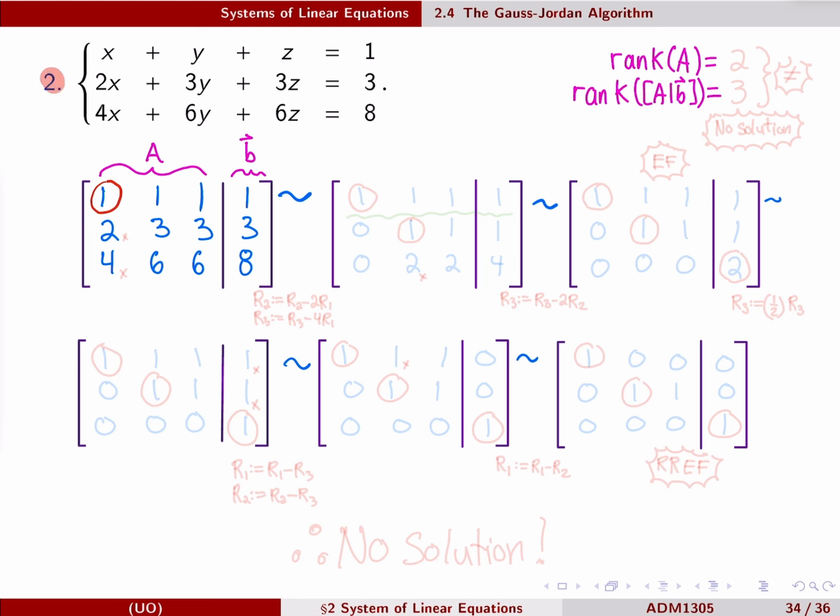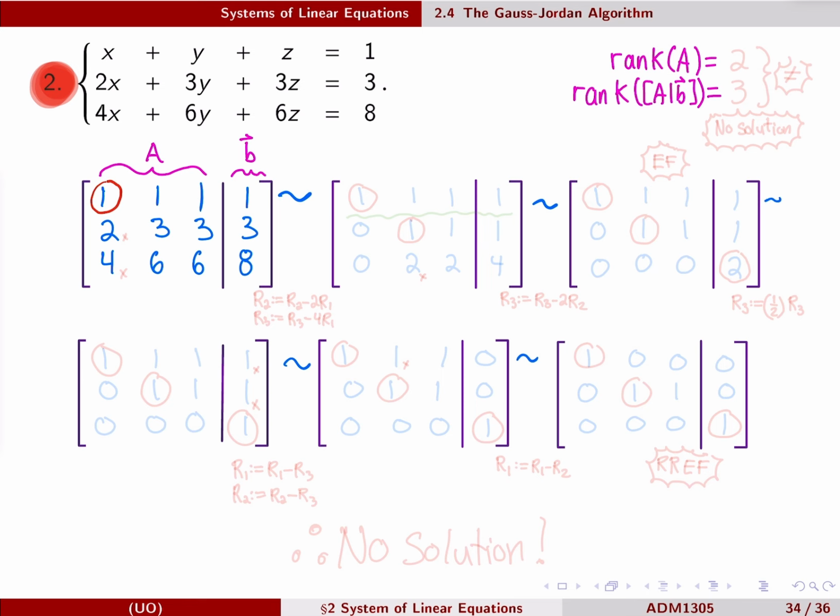For our next example, we have again a system of linear equations with 3 unknowns and 3 equations. So the first thing, as usual, always you have a system, give me the augmented matrix. So 1x, 1y, 1z equal to 1, 2x, 3y, 3z equal to 3, 4x, 6y plus 6z is equal to 8. I have my augmented matrix. And now again, this matrix, and this is going to be classic, is not in echelon form.